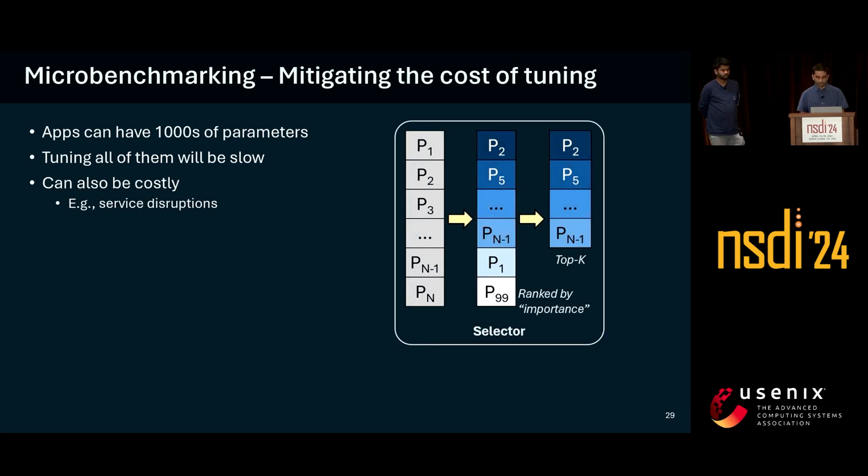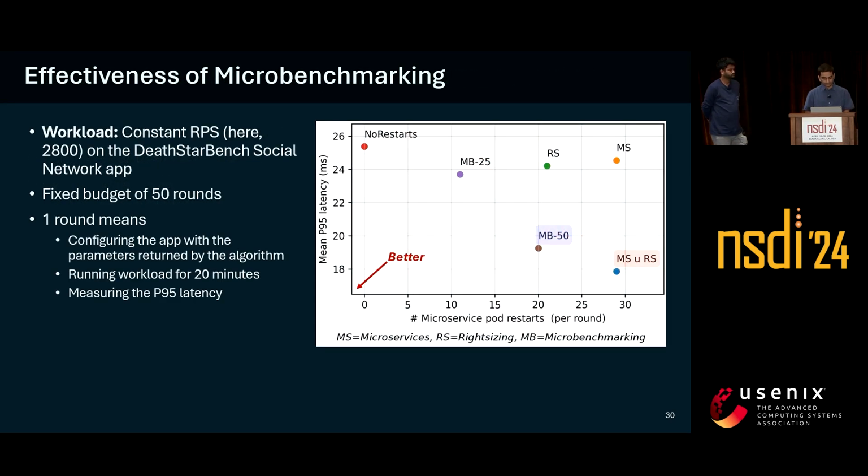We propose a simple yet effective filtering strategy called micro-benchmarking, which helps filter and reduce the number of parameters to tune, and in turn also helps reduce the cost of tuning. So if our app has n parameters where n is quite large, the micro-benchmarking strategy assigns an importance value to each of them. The user can then choose to tune only the top k parameters from this ranked list.